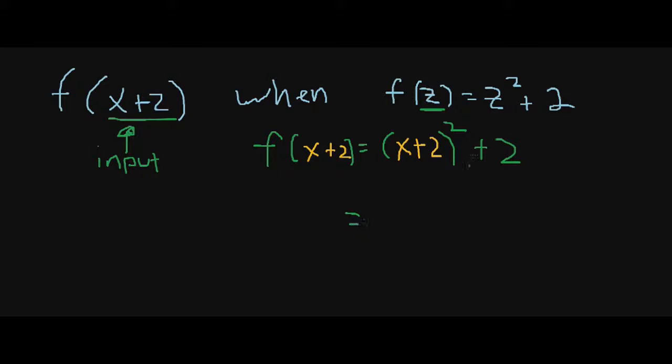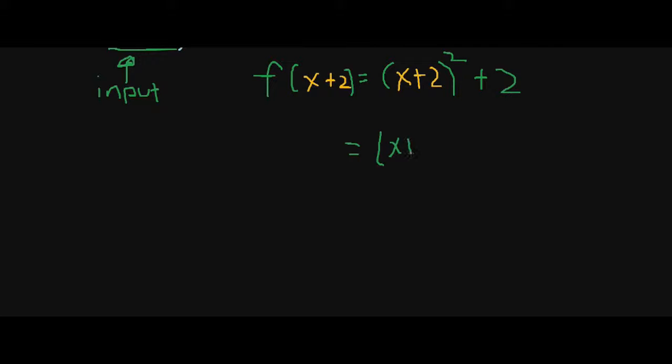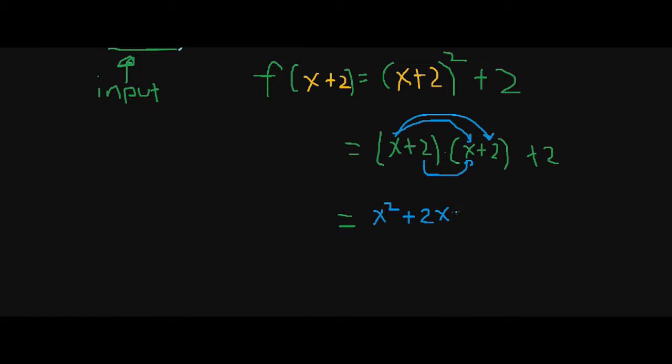Now remember, right up here, 3 squared is the same thing as 3 times 3, which is 9. Well, this is the same thing as x plus 2 times x plus 2. It's basically multiplying itself by itself. That's what that square means. And we have this plus 2. Now we need to use the distributive property. We take this x and multiply it by this x and get x squared. Then we take this x and multiply it by the 2 and get plus 2x. Now we take this 2 and multiply it by x, and we get 2x. Finally, we take this 2 and multiply it by the 2, and that gives us plus 4. Then we still have this plus 2 out here.